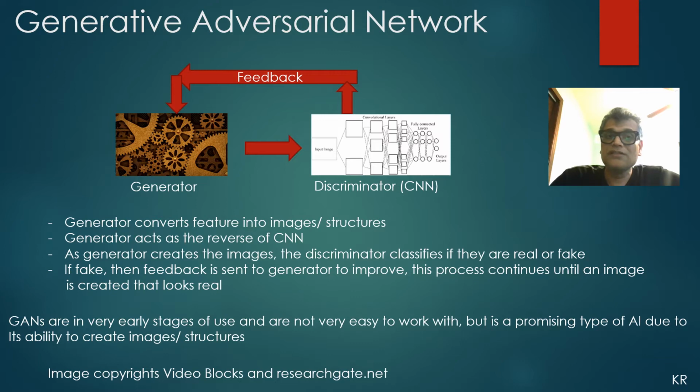Now, these kinds of networks, or the generative adversarial network in this case, are not very easy to work with, and the strides that the AI community has made, though noteworthy, are a long way away. But given the fact that it's able to generate structures and images, and then use a discriminator in the fashion that it's being used, it is a very, very interesting way of looking at leveraging artificial intelligence in areas like drug discovery.